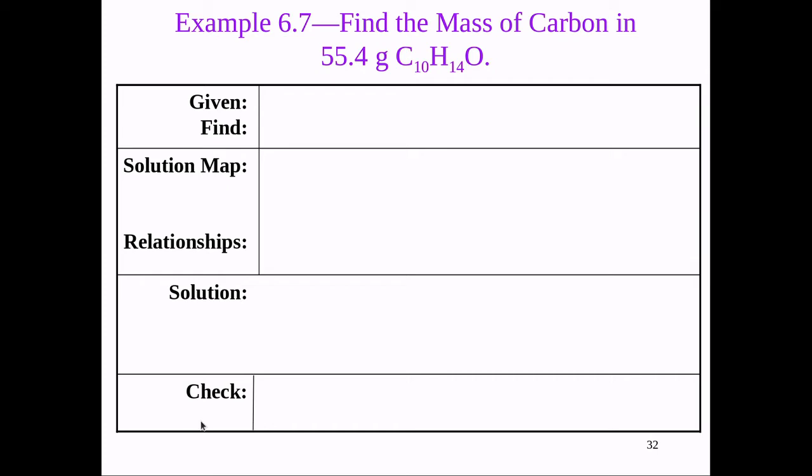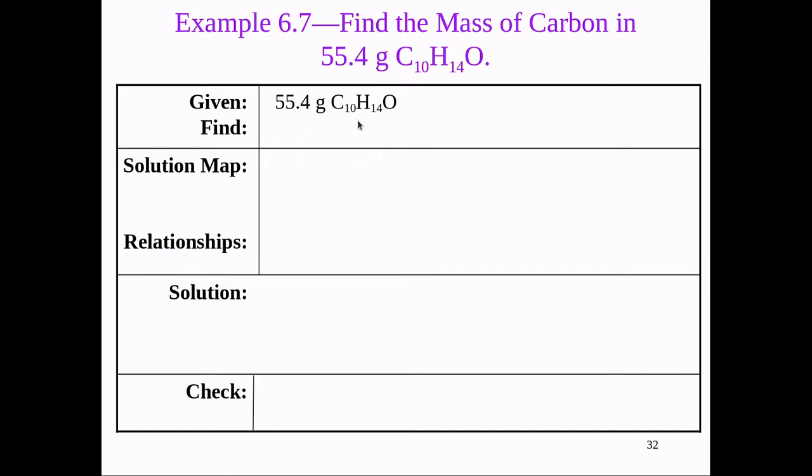So let's try a harder problem that is going to require us to combine together a few of the different skills that we've learned so far. We're being asked to find the mass of carbon in 55.4 grams of C10H14O. The first thing we need to recognize is that only a portion of this mass is going to be due to the carbon. Some of it's going to be due to the hydrogen and the oxygen. So the first thing we need to figure out is what portion of this is carbon.